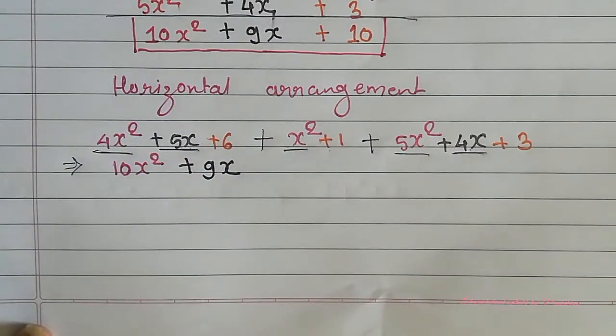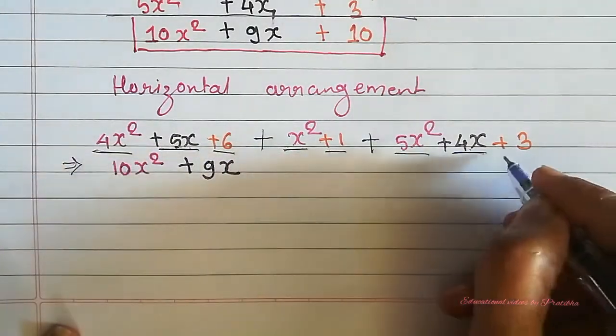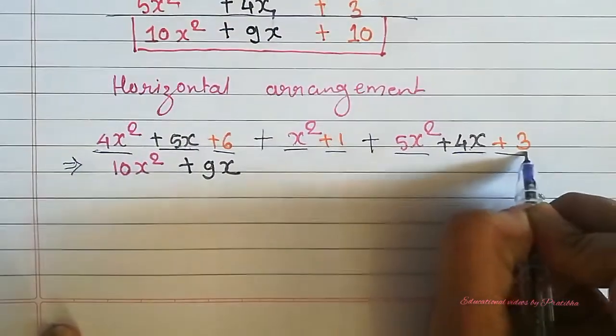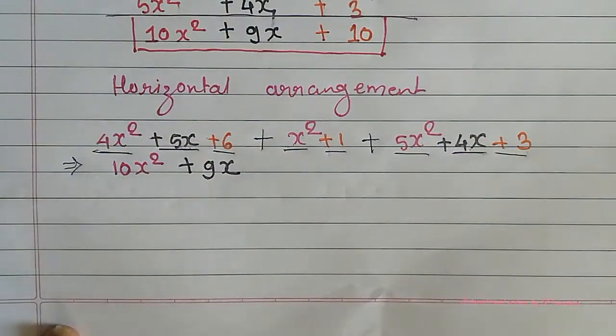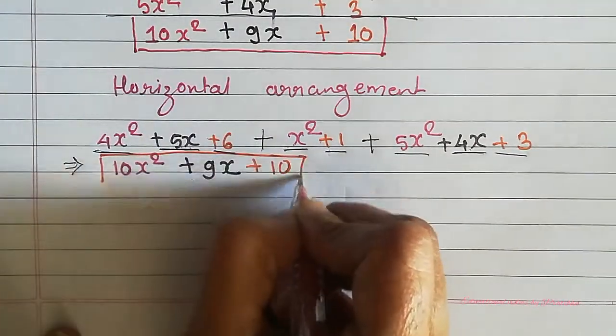Now we have to add all the constants, that is plus 6, plus 1 and plus 3. 6 plus 1 is 7 and 7 plus 3 is 10. So I'm going to write plus 10 here. So this is our answer.